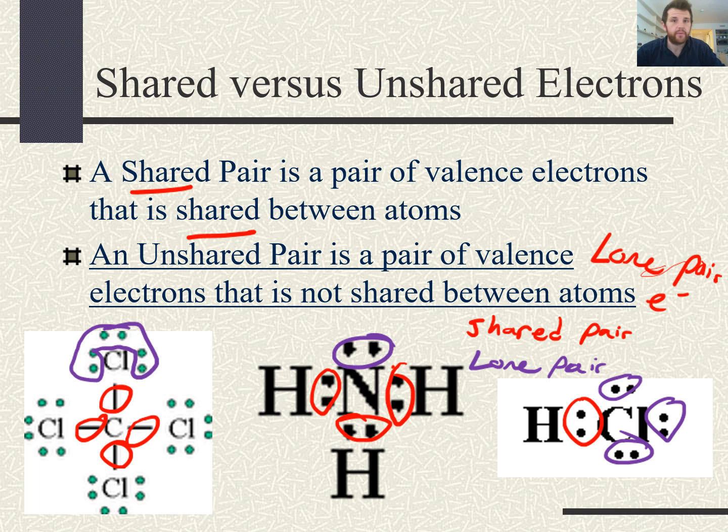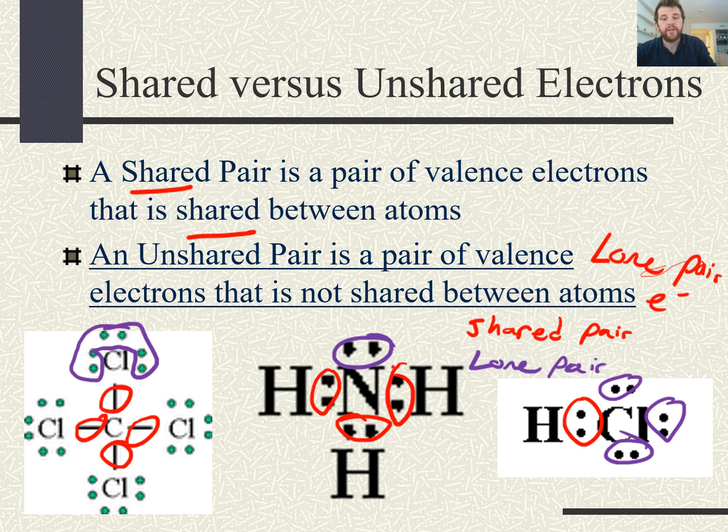Shared versus unshared. We talked about this a little bit. I briefly touched on it when we were going over ionic bonds. Remember, a shared pair is a pair of valence electrons being shared. This is kind of a self-evident name. An unshared pair of electrons is one that is not being shared. You can think about this as the lone pair. What is that? Lone pair electrons.